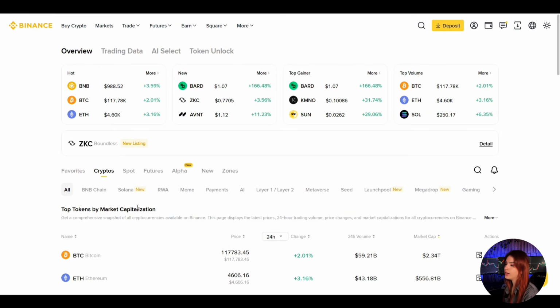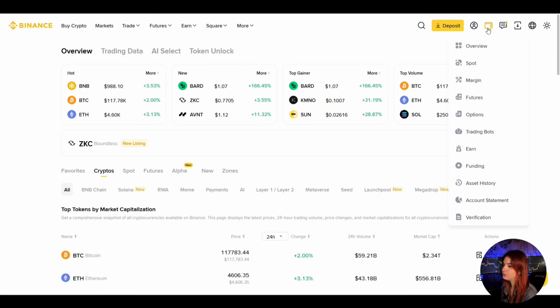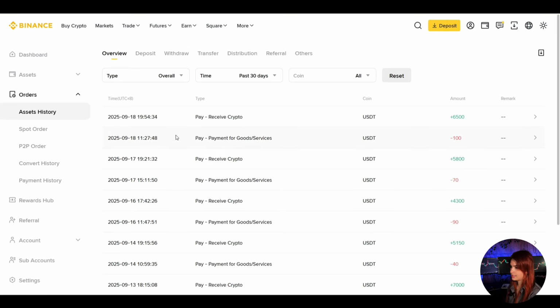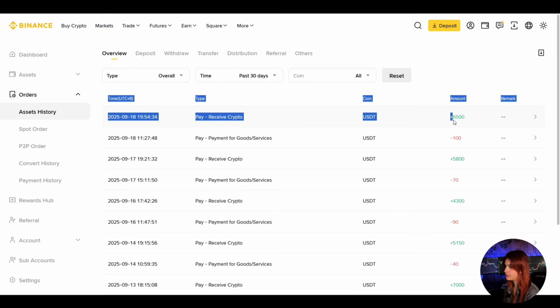So guys, now we are with you on the Binance platform. The funds have already arrived on my account, so now we will see with you how it happened. Guys, to do this, we go to this menu, then select the assets history section. So great, guys, here is our top payment. There was a credit plus 6,500 USDT. The full amount has arrived.